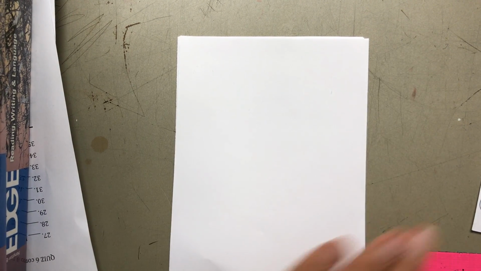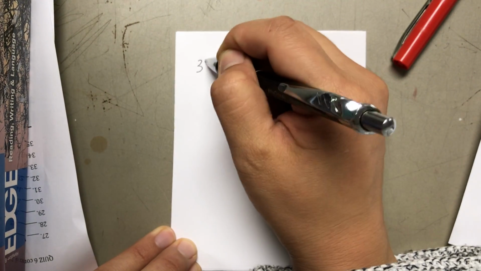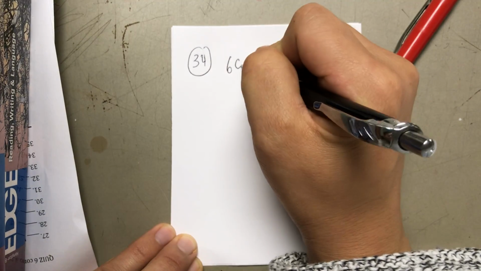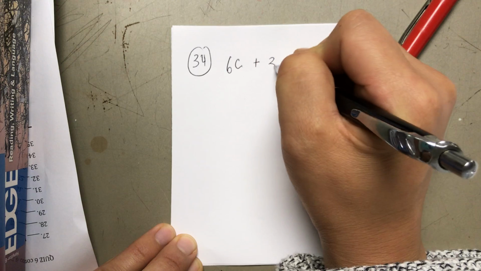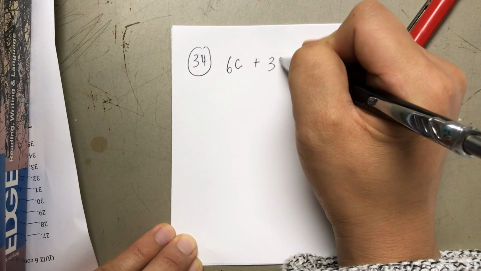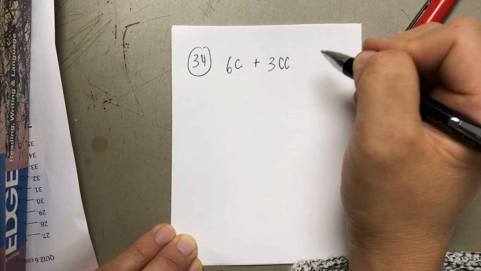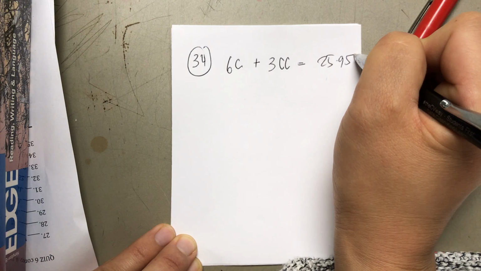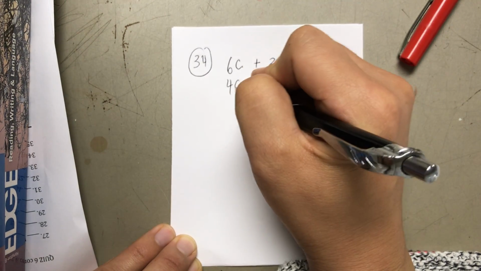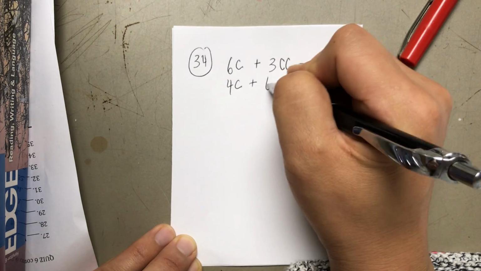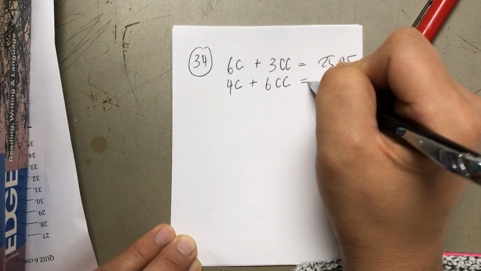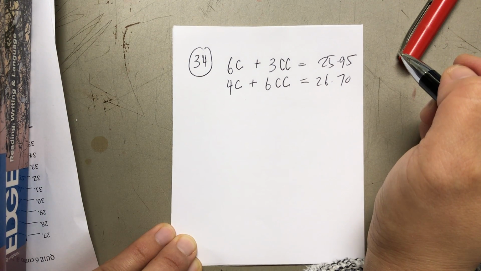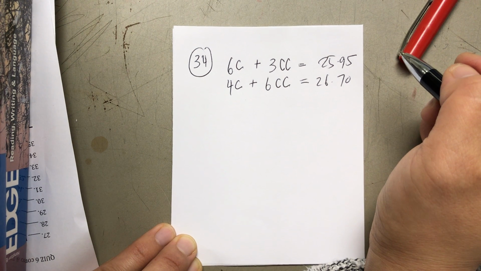And the last one on this page is going to be number 34. And for number 34, it says, at a corner bakery, 6 croissants and 3 cups of coffee. So I'm going to go coffee as CC. Cost, that's equal sign, $25.95. And it says an order of 4 croissants and 6 cups of coffee equals $26.70. What is the cost of an order of 1 croissant and 1 cup of coffee?